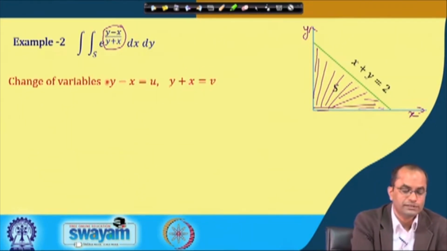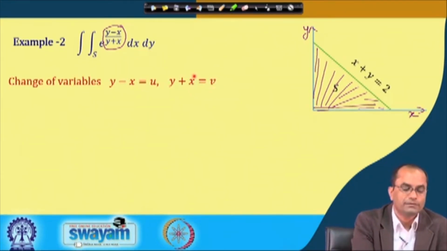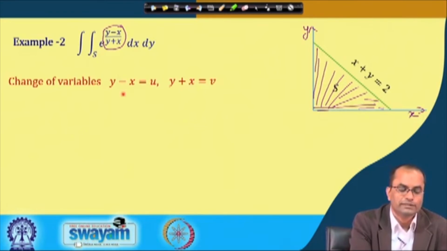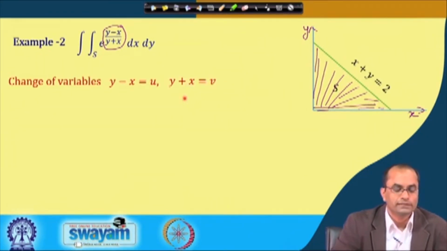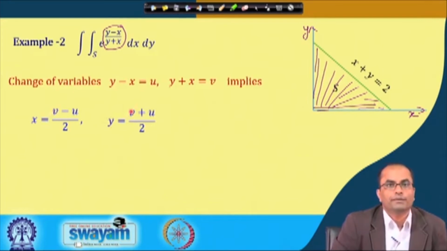and then out of these two we can compute also x and y in terms of u and v. For example, if we add, we will get 2y is equal to u plus v. So, meaning y is equal to (u plus v) by 2. Similarly, if we subtract this one from this one, we will get x is equal to (v minus u) by 2.